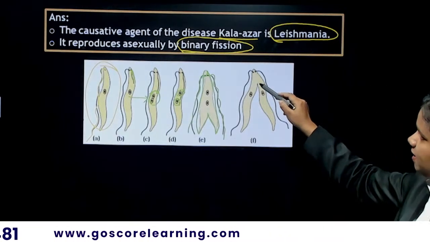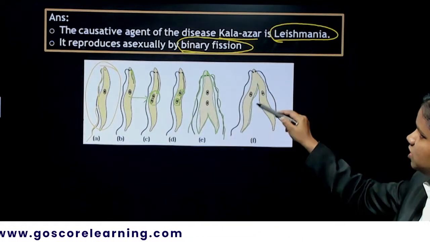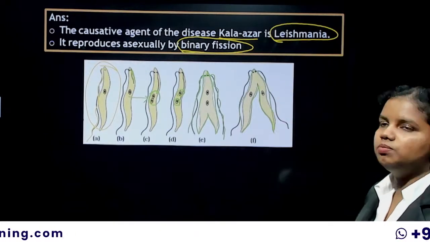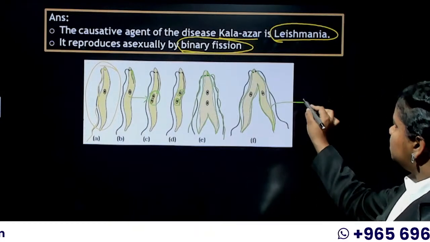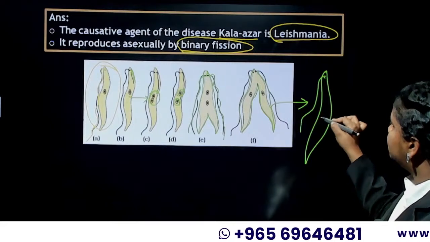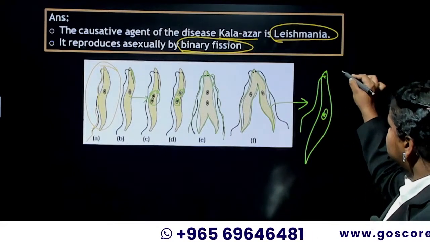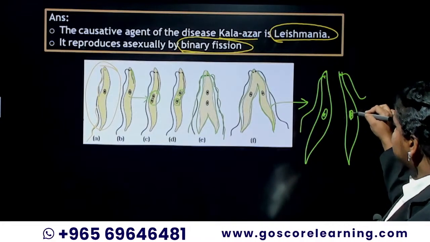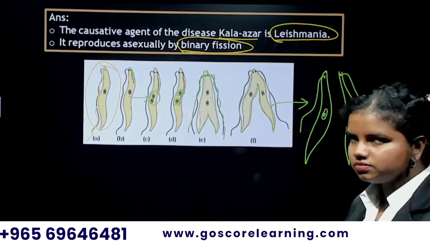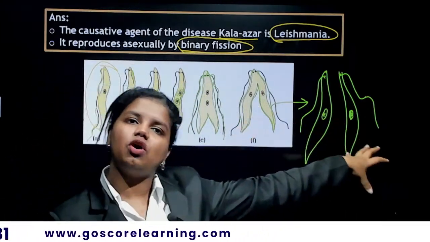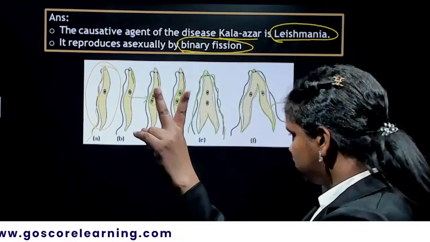By the end of the reproduction time, you can see two different Leishmania have formed. And at the end, they split out of each other completely. One will be one Leishmania, the other will be another Leishmania. So that's how simple that is. That is also a binary fission. From one cell, two daughters.